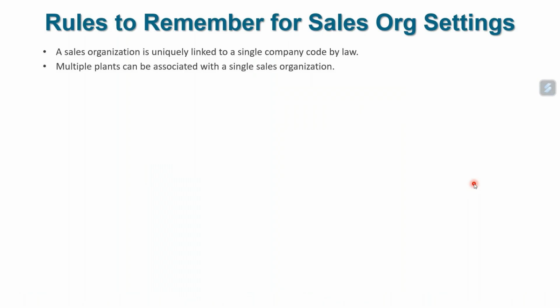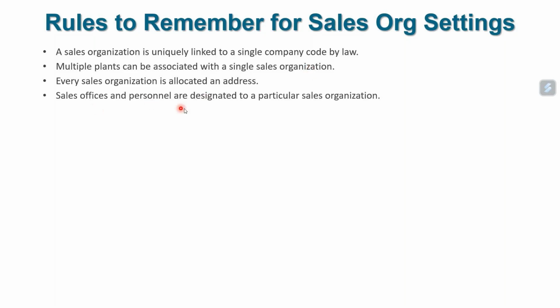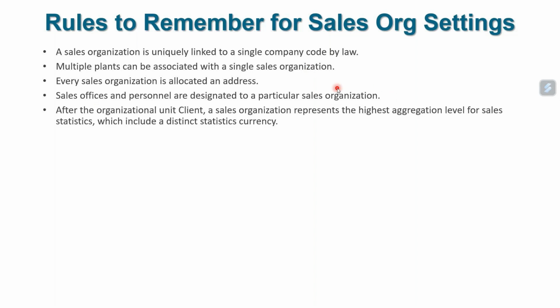Okay. And some rules which you should remember for your sales org settings. A sales org can only be assigned to a single company code. Multiple plants can be associated with a single sales organization. Every sales organization has an address. Sales office and people are assigned to a particular sales organization. And after the org unit client, sales organization is the highest level for sales statistics. Okay, so highest level when it comes to sales data.